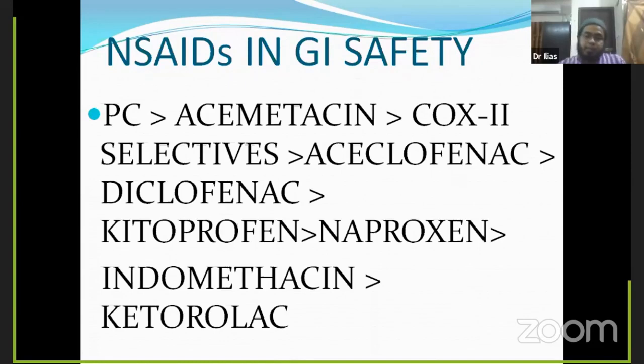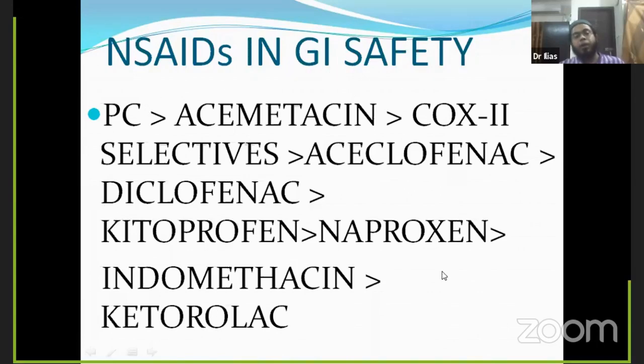So these 4 drugs are harmful for producing gastric mucosal erosion, and ultimately this might be associated with gastric bleeding, gastromucosal bleeding. So better to avoid these 4 NSAIDs, that is ketoprofen, naproxen, indomethacin, and ketorolac, for pre-existing gastric mucosal erosion. So I think you got the point about the inside things of the NSAIDs in GI safety.